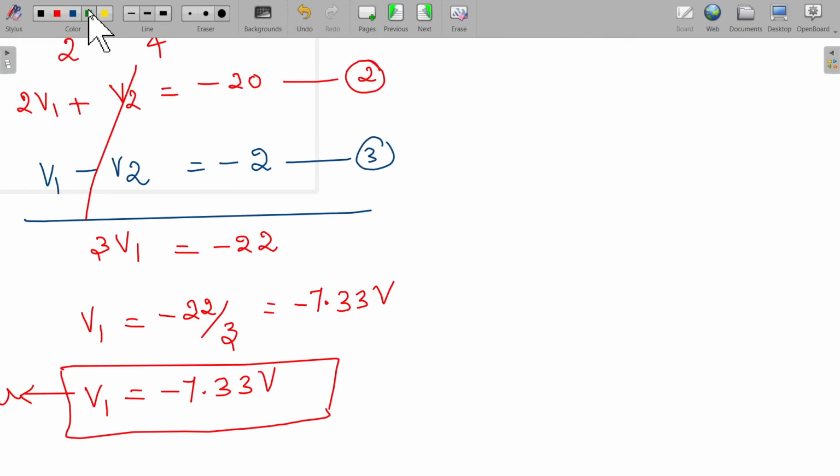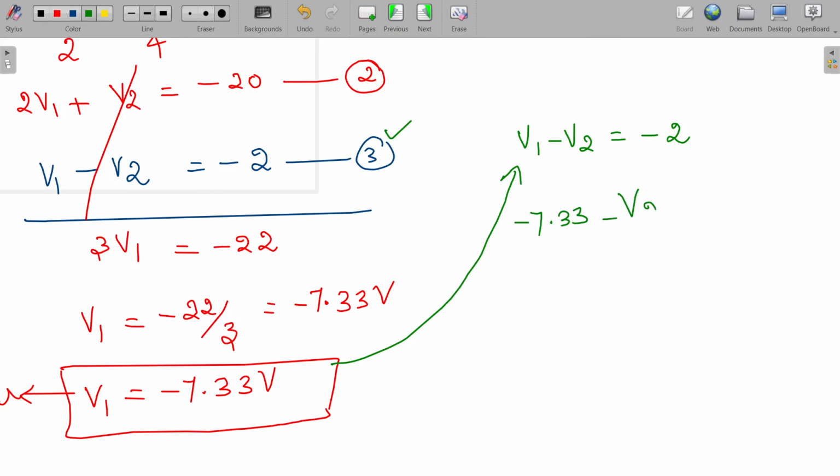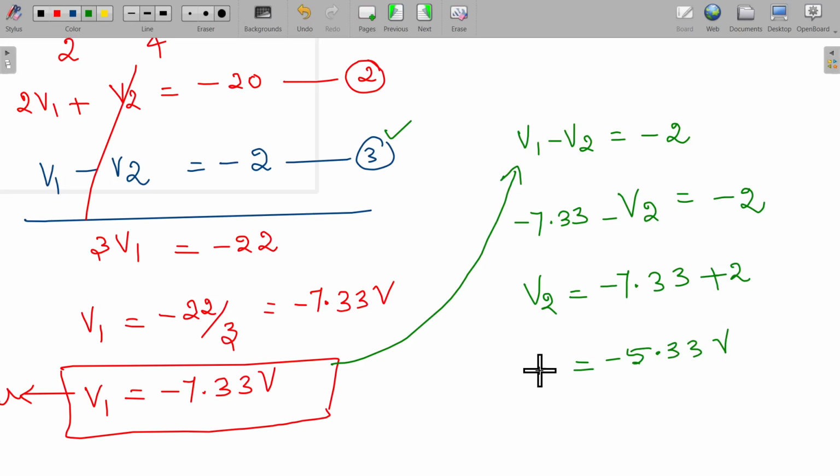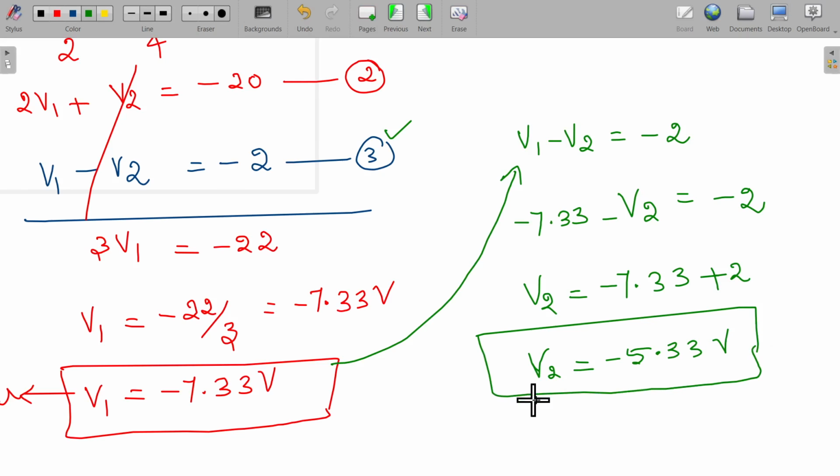Then you refer this third equation. So that is V1 minus V2 is equal to minus 2. In this you can substitute this value of V1 as minus 7.33 minus V2, that is equal to minus 2. So V2 is equal to minus 7.33 plus 2, right? So it is equal to minus 5.33 volts. This is your V2. So you got the second answer also.